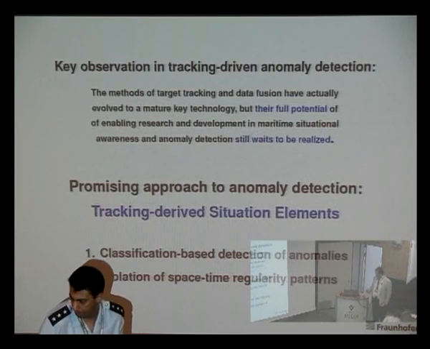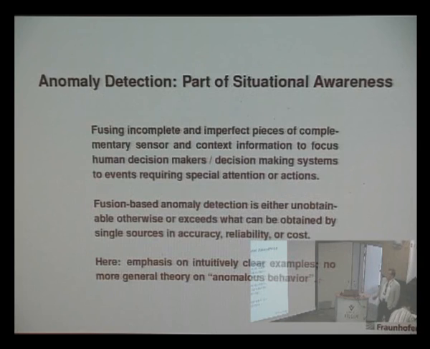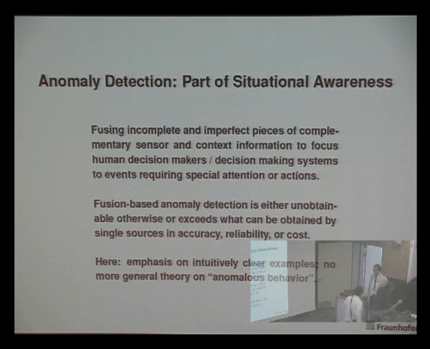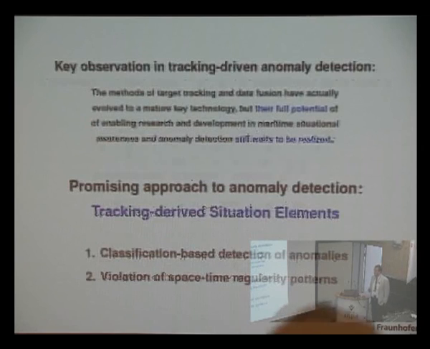First of all, anomaly detection is an important part of situational awareness. We wish to focus the attention of users on situations which need this attention. And fusion-based anomaly detection is either unobtainable otherwise or exceeds what can be obtained by single sources in accuracy, reliability, or cost. Here I would like to give emphasis to simple and clear examples. I will not give a more general theory on anomalous behavior.